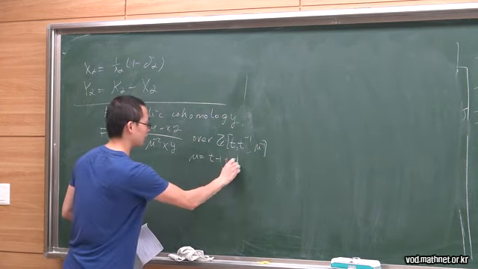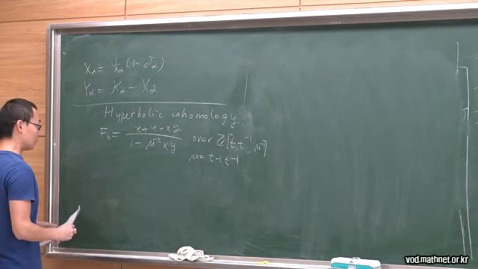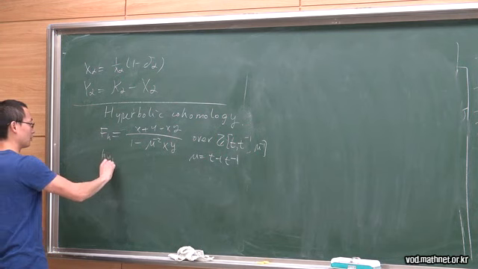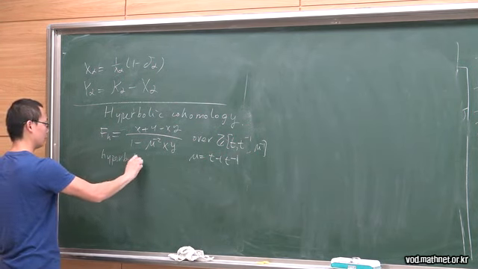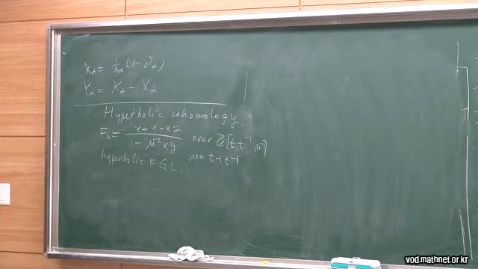So you want to invert t and you want to invert t plus t minus 1. Okay, so that's the formal group law. We call it the hyperbolic formal group. And the oriented cohomology corresponding to this formal group law, we call it hyperbolic cohomology.